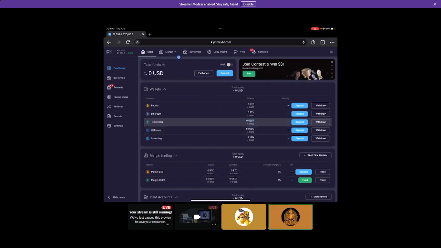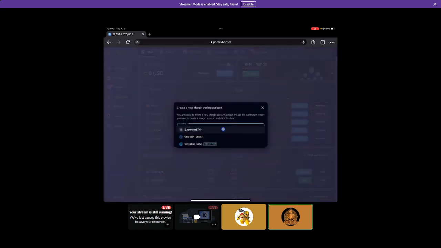And then in order to have your account up and running so you can start trading, you want to move that money from your wallet into your margin trading account. So what you want to do is go to this button just below on the right hand corner where it says open new account, and select the currency in which you want to trade. So for the sake of the argument, let's go for USDC, and we'll confirm, and it should pop up just below in the margin trading section.